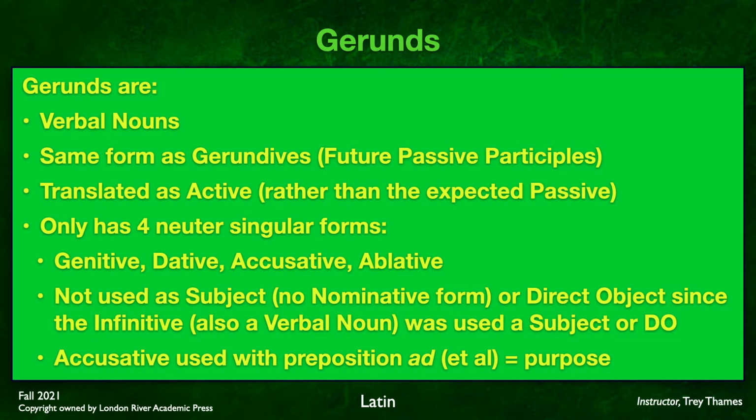Now, if you remember, we've already learned how to use purpose subjunctive clauses for purpose being introduced by ut. We've looked at the supine, the accusative supine used with verbs of motion to indicate purpose. And here we have another use or function of purpose using the accusative gerund with the preposition ad.